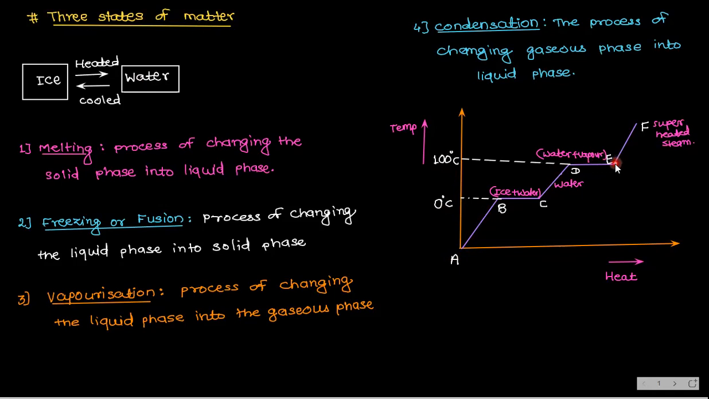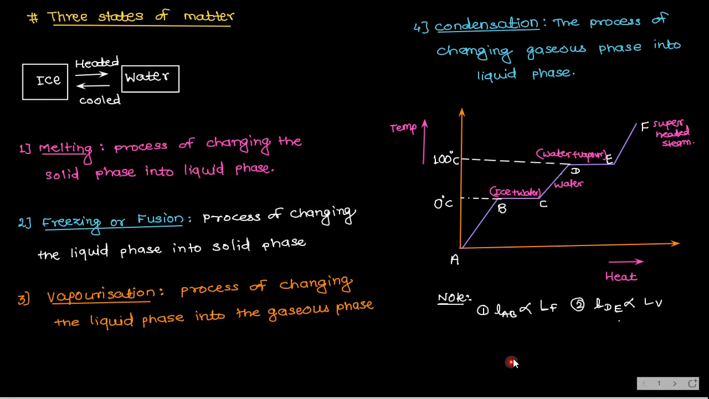And again, when we are increasing the temperature, this is superheated steam, that is above 100 degrees Celsius. So from this graph, we can say that at 0 degrees Celsius, ice as well as water can exist. And here at 100 degrees Celsius, water plus vapor can also exist.